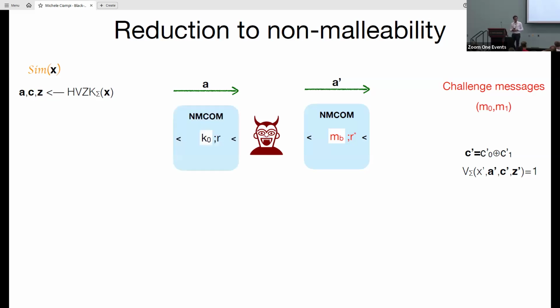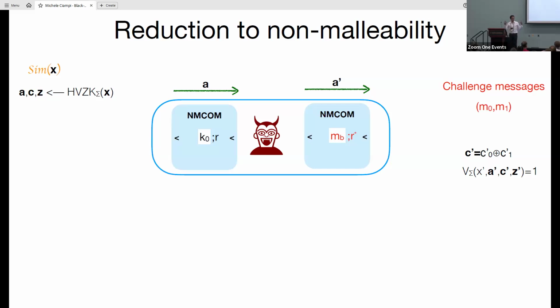Okay, and the man in the middle will commit to some value that I'm calling here K0. So what we have now is that we want to use this adversary for the non-malleable zero knowledge experiment to create an adversary for the non-malleable commitment security game. And that's what this adversary does, right? If you just focus on this blue box here, you have an adversary that receives a commitment and issues a new commitment. Okay, that seems to be a very good adversary for the non-malleable commitment experiment.